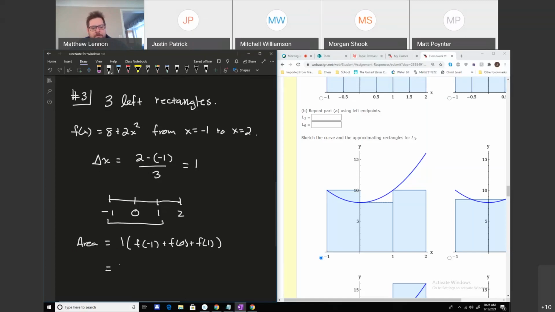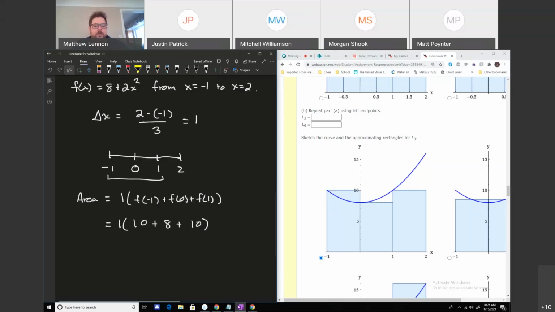If you do f of -1, we're plugging -1 into this function up here, f of x equals 8 plus 2x squared. That's going to be 8 plus 2 times -1 squared, which is +1. So f of -1 comes out to 10. f of 0 just makes the 2x squared term go away, so f of 0 is 8. And f of 1 is also 10. You can actually see that just from looking at the graph too. You have 10, 8, and then 10. So that comes out to 28. So we got 28 for L3.